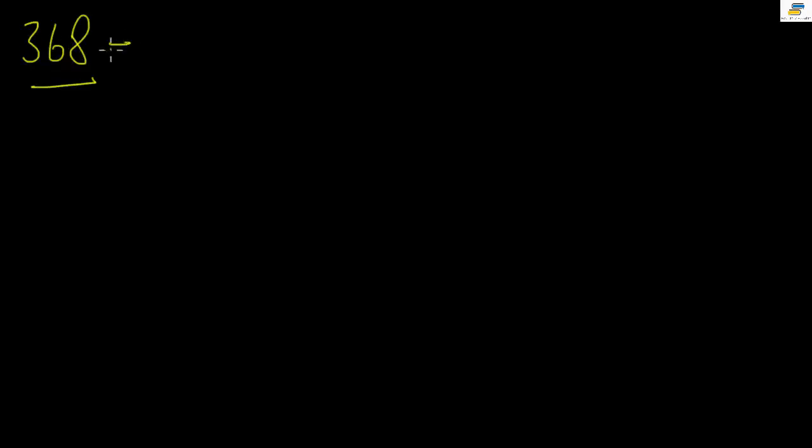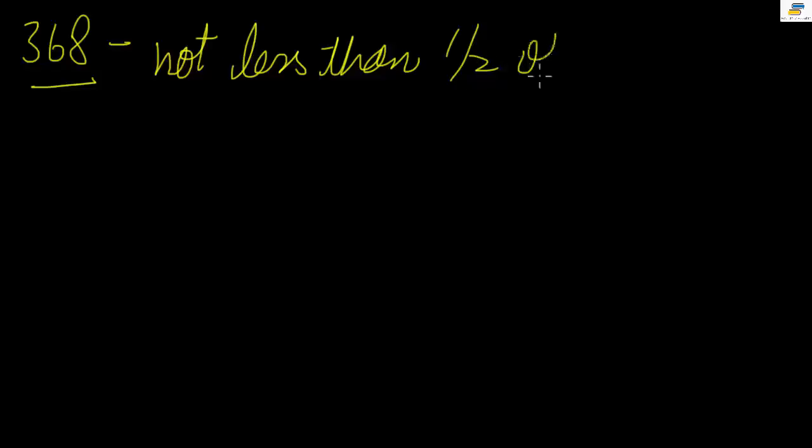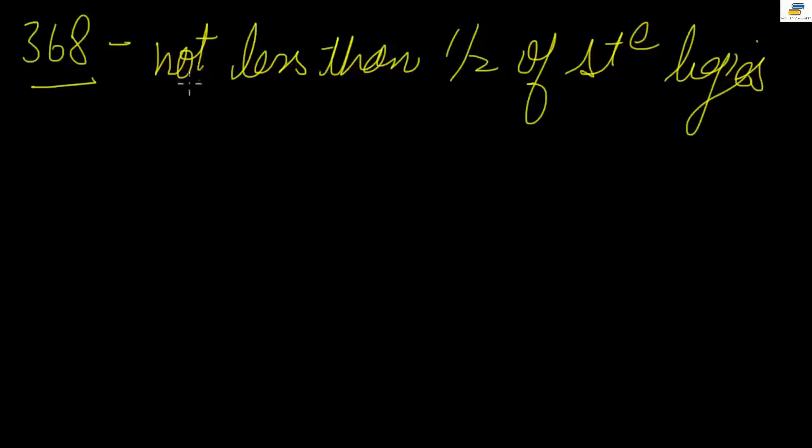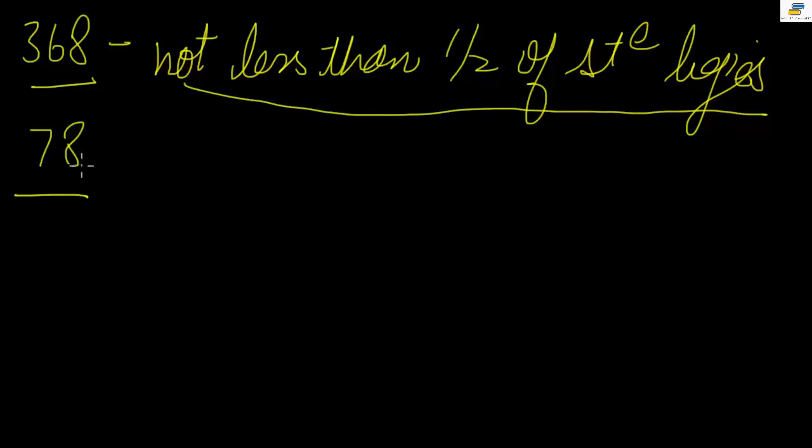For example, if you talk about article 368, right, now it just says that not less than half of the state legislatures should ratify. Now it nowhere says that this has to be a simple majority, right, but we presume it has to be a simple majority. Or let's take another case of article 78, right?